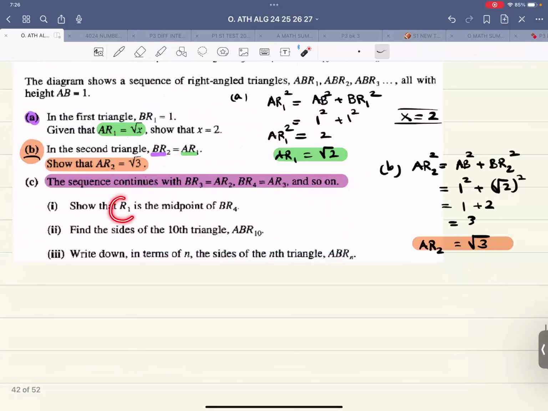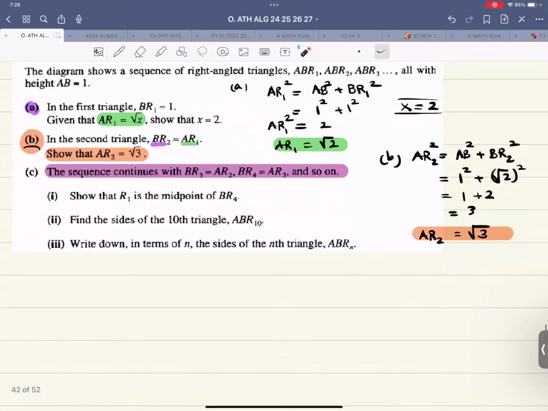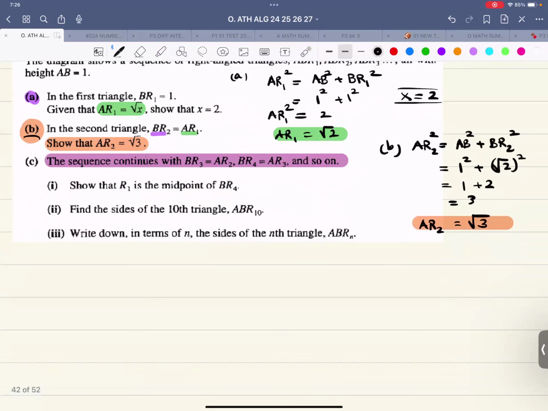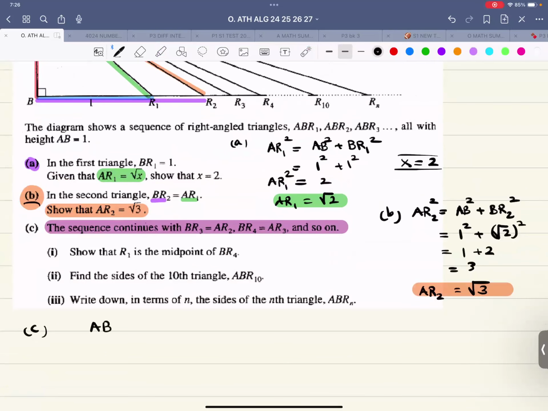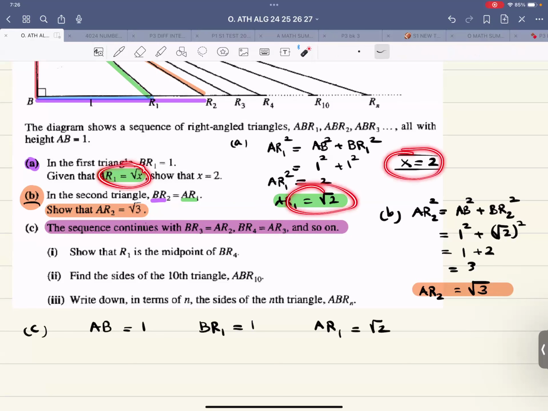Show that R1 is the midpoint of BR2. So now let me just make a pattern over here. And I know that AB is 1. That's the first thing. I know that BR1 is also 1. And similarly, AR1, that was root 2. So I'm referring to this particular thing. That is root 2. That's right over here.